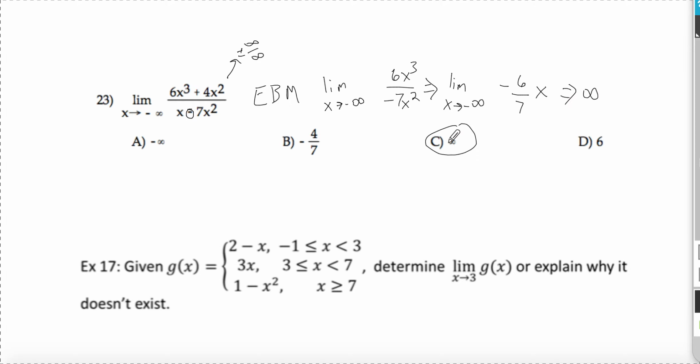Okay. Notice I use arrows here a lot. If you want to avoid accidentally making an error by saying something's equal that's not really equal, because nothing's really equal to infinity, you can use little arrows to avoid any confusion there.